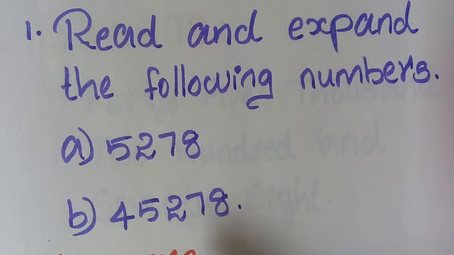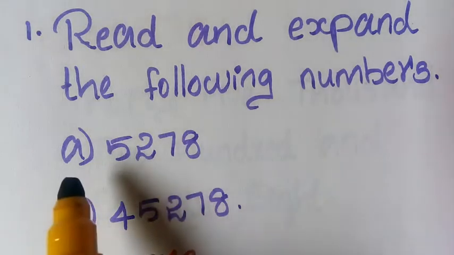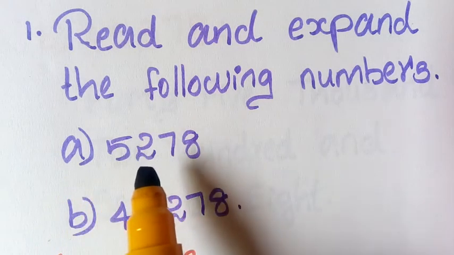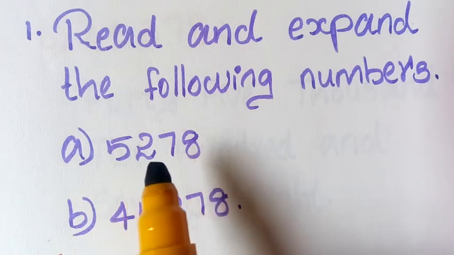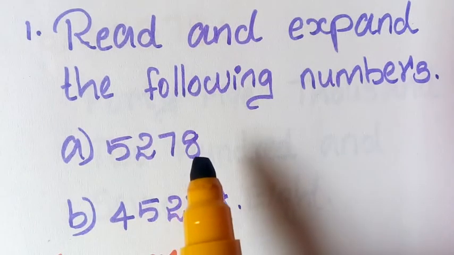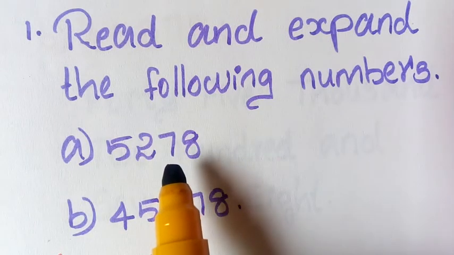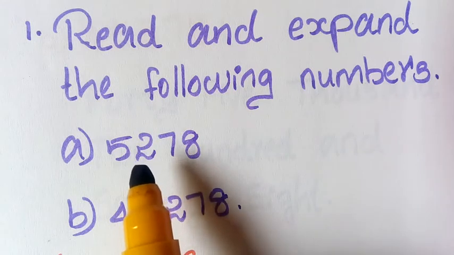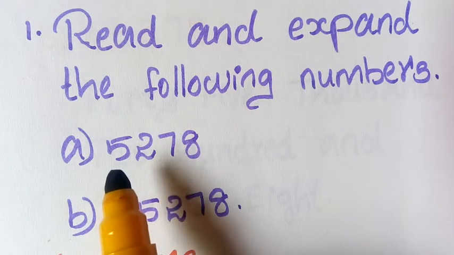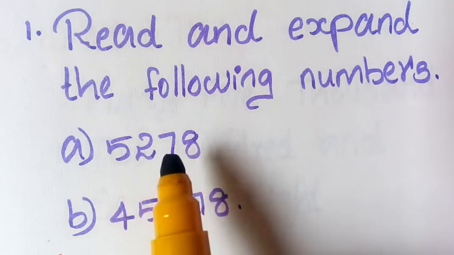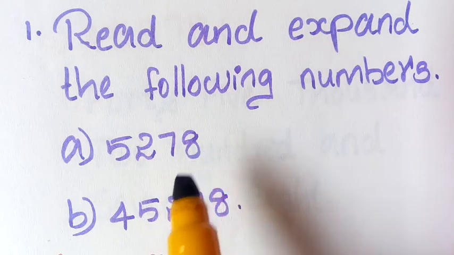Children, how to read the numbers? Already we discussed. By checking the place values, we can read the numbers. Okay, we will check A. Here we have 8 ones, 7 tens, 2 hundreds and 5 thousands. So how to read the number? 5278. Is it not?